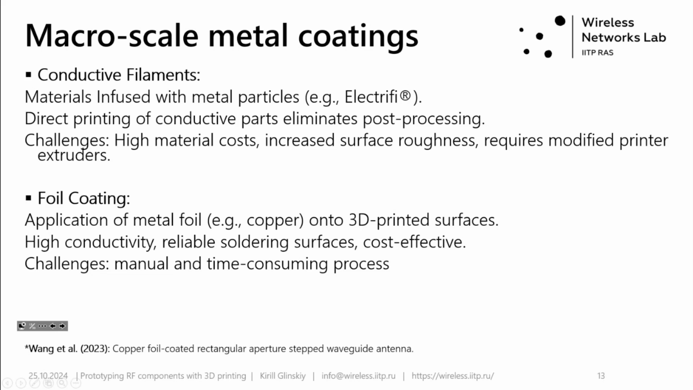And finally, the most obvious and simple one is just to cover the object with some thin metal, copper or aluminum foil. It's the simplest approach, and it's surprisingly efficient, especially if the surfaces are quite simple. So they are just straight planes, some lines. However, this process is manual, it's hard to automate, and it's very time consuming.